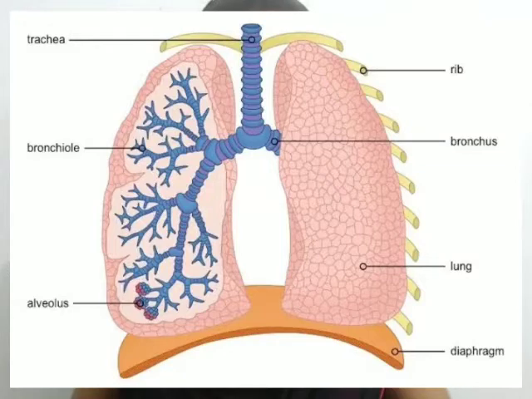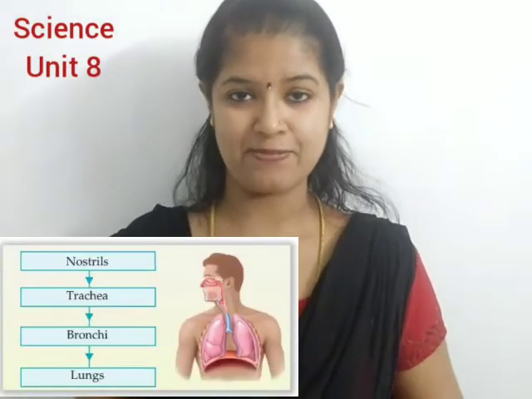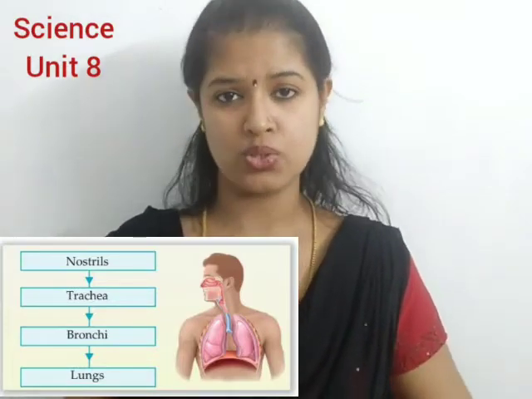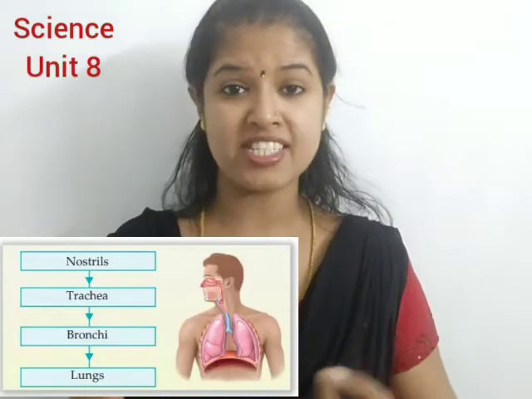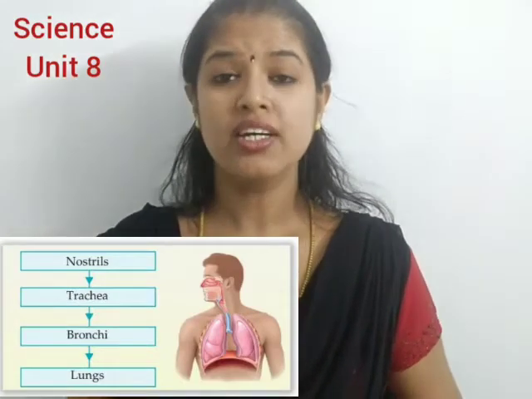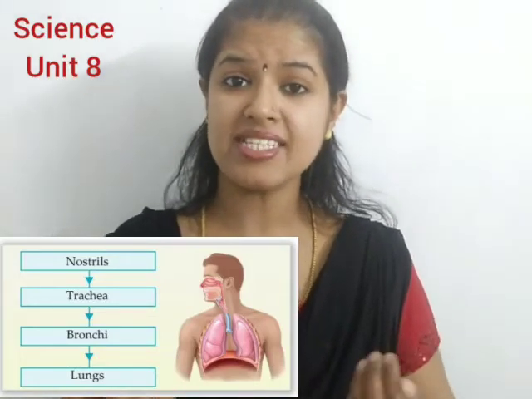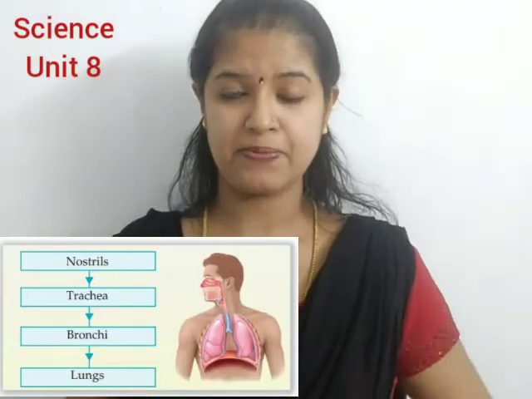So let's begin. All of you look at this picture, children. This is the structure of the human respiratory system. The human respiratory system begins from the nostrils. Nostrils are the openings on the nose. You can see two holes. It is through these that the air passes inside the lungs.